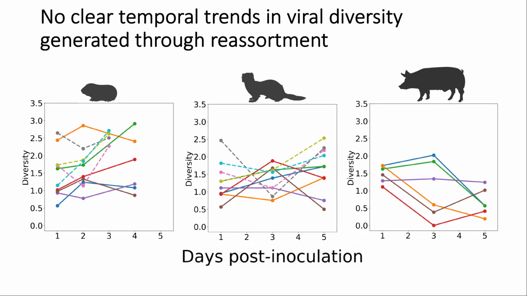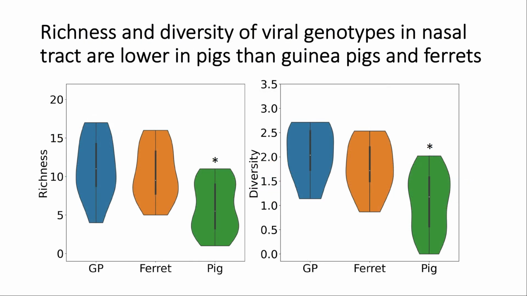And so another clear thing you can see from these graphs is that there's little temporal trend in terms of the diversity generated through reassortment. So for that reason, to compare across the three species, we just pooled all the data from all doses and all time points. And those comparisons are shown here. So on the left, we have richness, which is here the number of unique genotypes present in a sample. And on the right, Shannon-Wiener diversity, which takes into account both richness and evenness, the frequency of the genotypes detected.